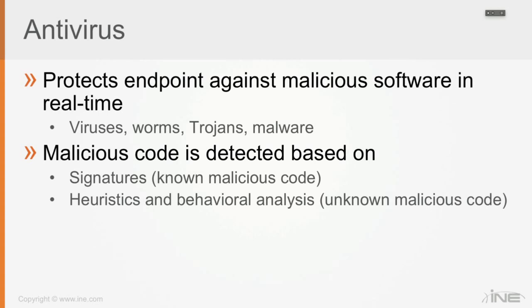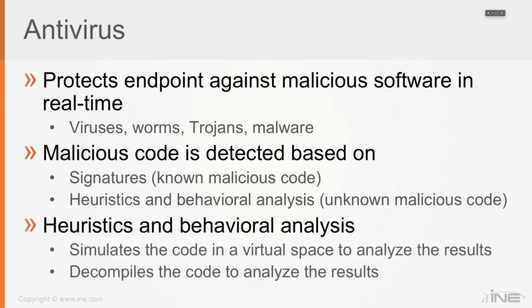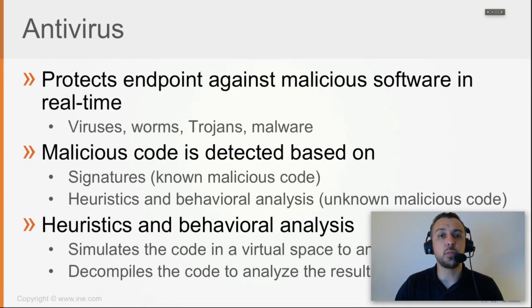malicious code. Now, of course, depending on the vendor, they chose to implement that heuristics and behavioral analysis in different ways. So, for example, some vendors are going to simulate that code in a virtual space to analyze the results. If your antivirus engine performs behavioral analysis this way, it means that as you download something from the internet, before it lets that file be stored on the computer's disk, it's going to simulate that code in a virtual space to see, okay, if I would let this file be downloaded on the hard disk, what would happen?